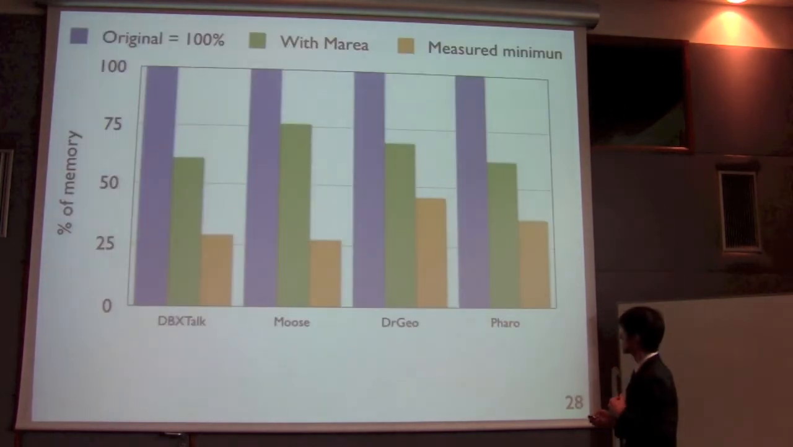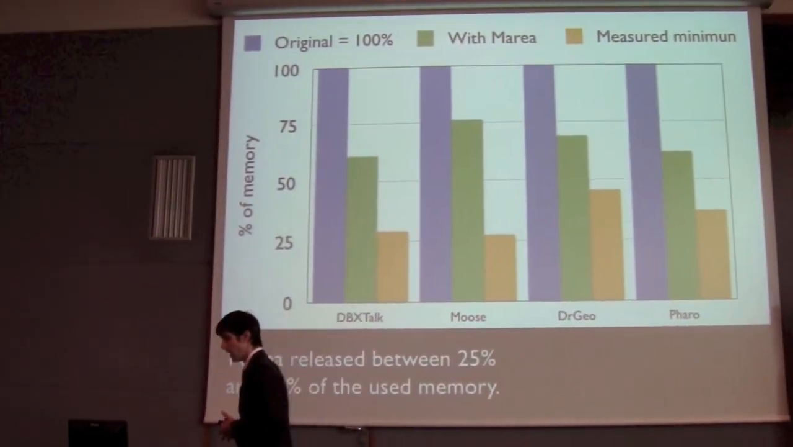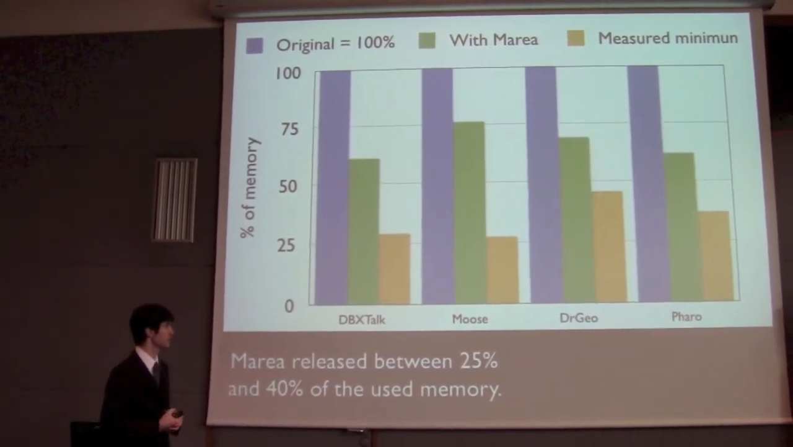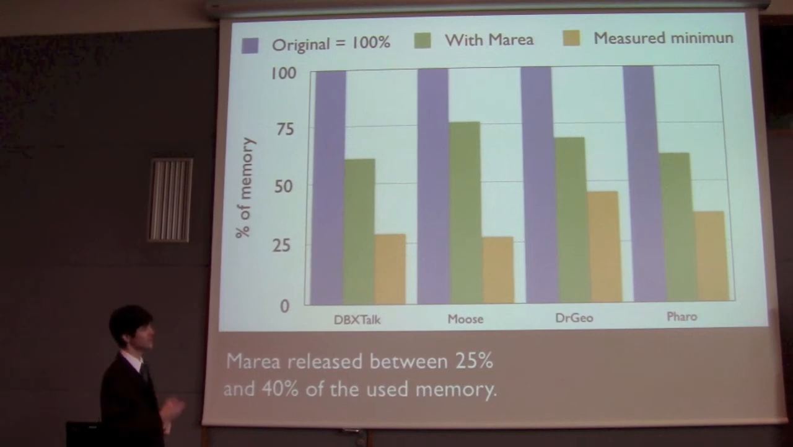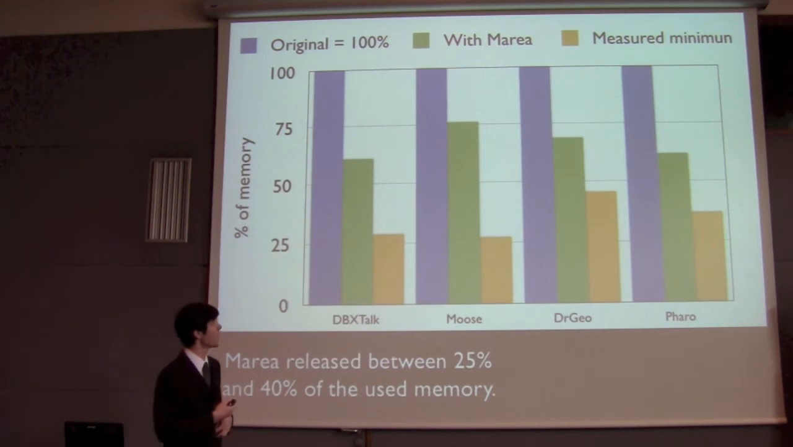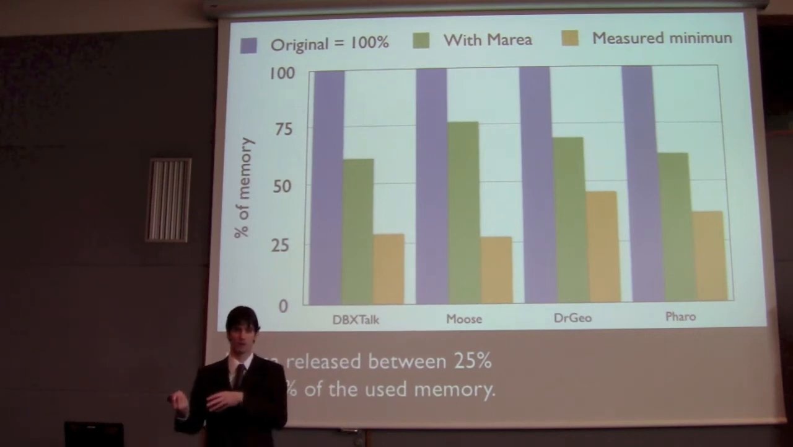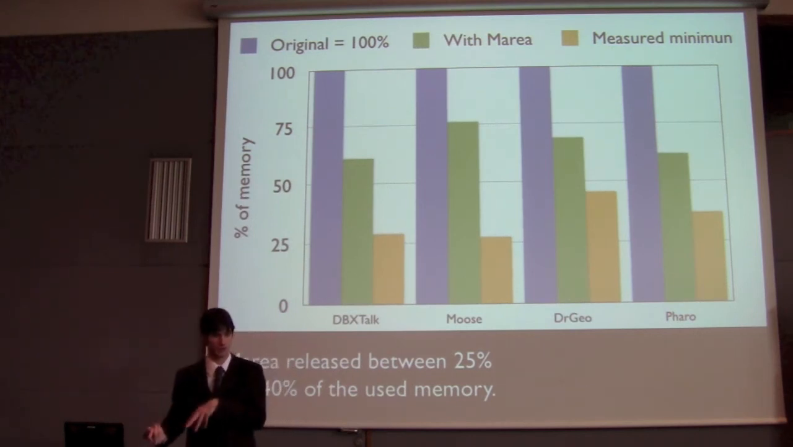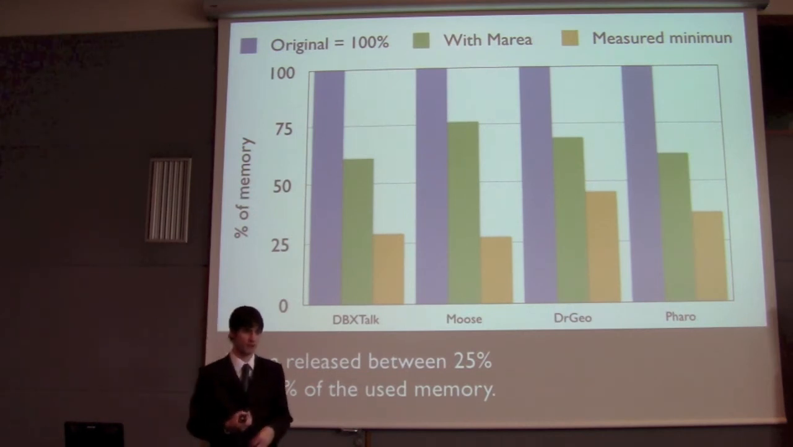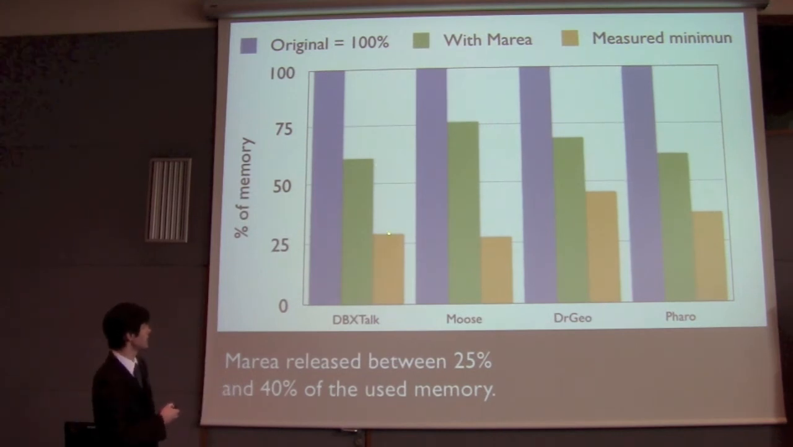So the first conclusion is that in these cases, Marea was able to release between 25 and 40% of the memory, which I think for the moment it's already good. But still, now if we take a look at the orange bar, I call it measured minimum, and this corresponds, do you remember at the beginning of the presentation I presented the experiment where I showed you the percentage of used and unused objects. So this yellow bar represents the percentage of used objects, or the percentage of memory used by used objects. What that means is that there is still a difference, that we are still able to release even more to get to the real minimum usage.